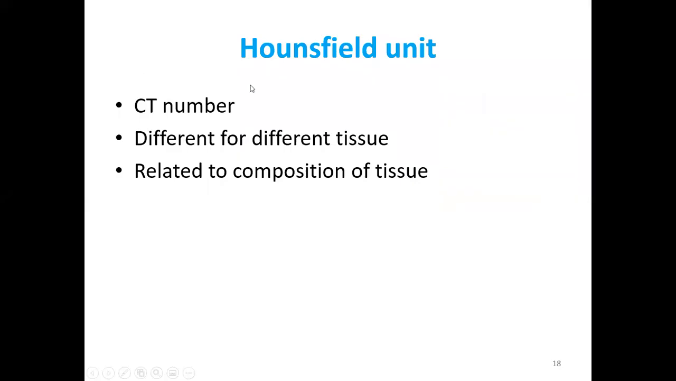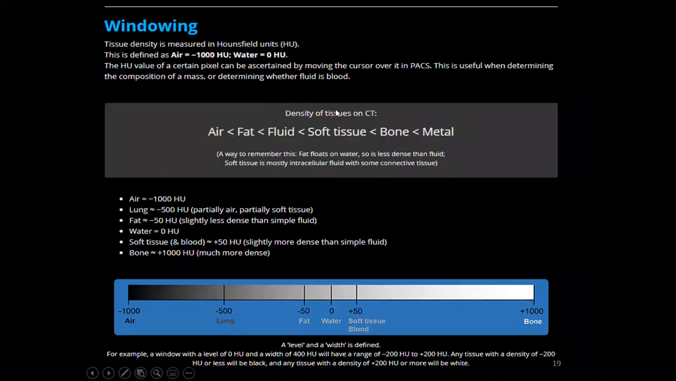The Hounsfield unit is another part, called the CT number. It differs for different body parts, related to the composition of the tissue, such as muscle, water, and necrosis. You have to find out what the Hounsfield unit is. Water is taken as 0. Bone is taken as 1,000, and air as minus 1,000. Lung is minus 500. Soft tissue blood is 50, and fat is minus 50. So these are the Hounsfield units of the various structures.